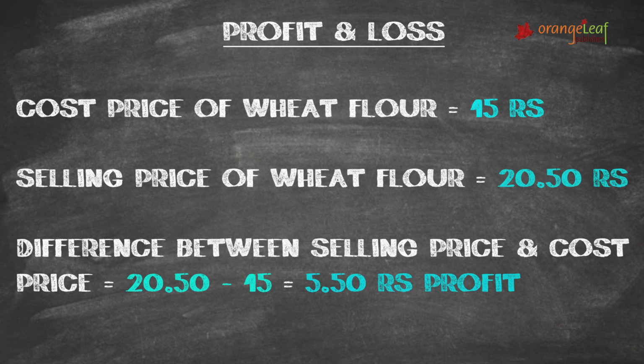He buys wheat flour for 15 rupees and sells it for 20 rupees and 50 paise. Has he made a profit? Yes, but how much? The cost price of wheat flour is 15 rupees and the selling price of the wheat flour is 20 rupees and 50 paise. The difference between the selling price and the cost price is calculated as 20 rupees and 50 paise minus 15 rupees, which makes him a 5.50 rupees profit. Mr. Kapoor made a profit of 5 rupees and 50 paise.